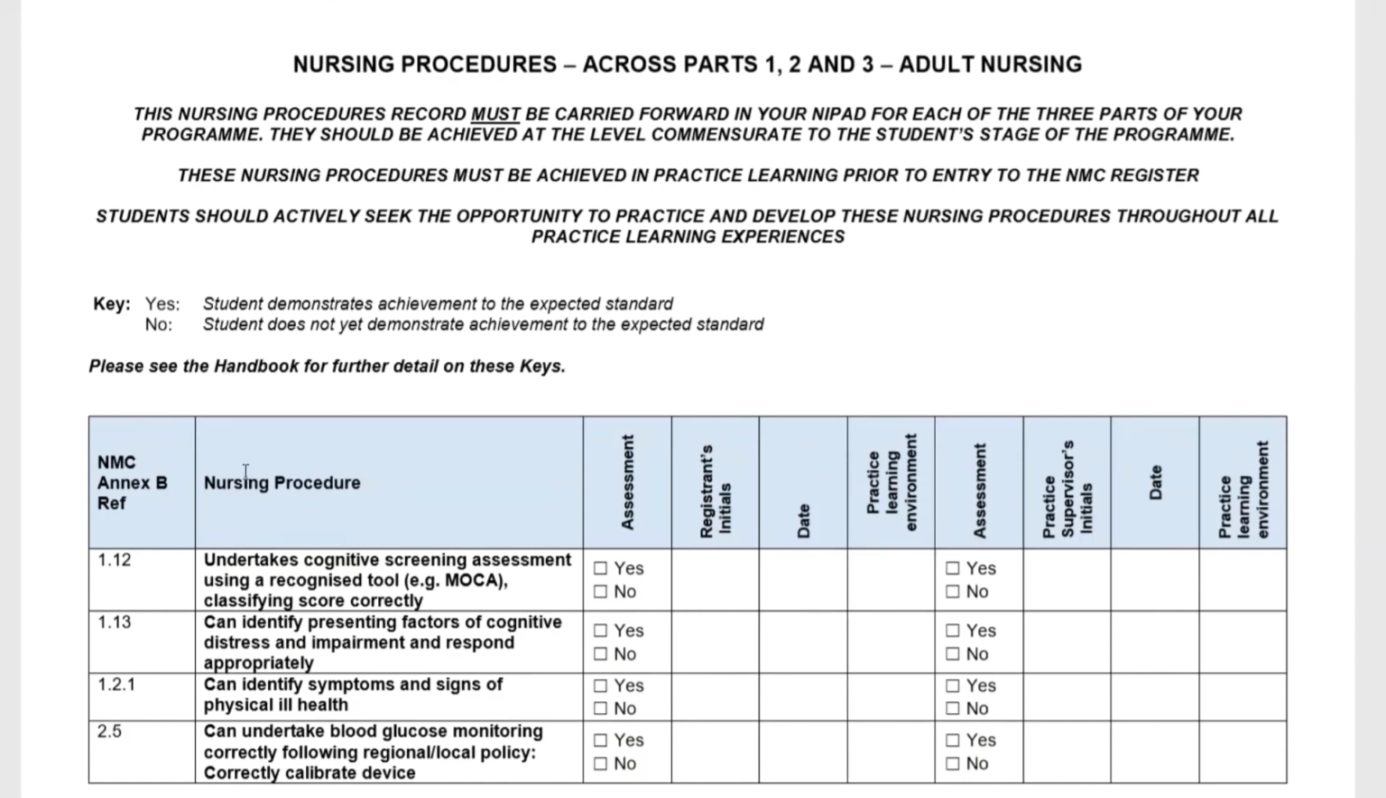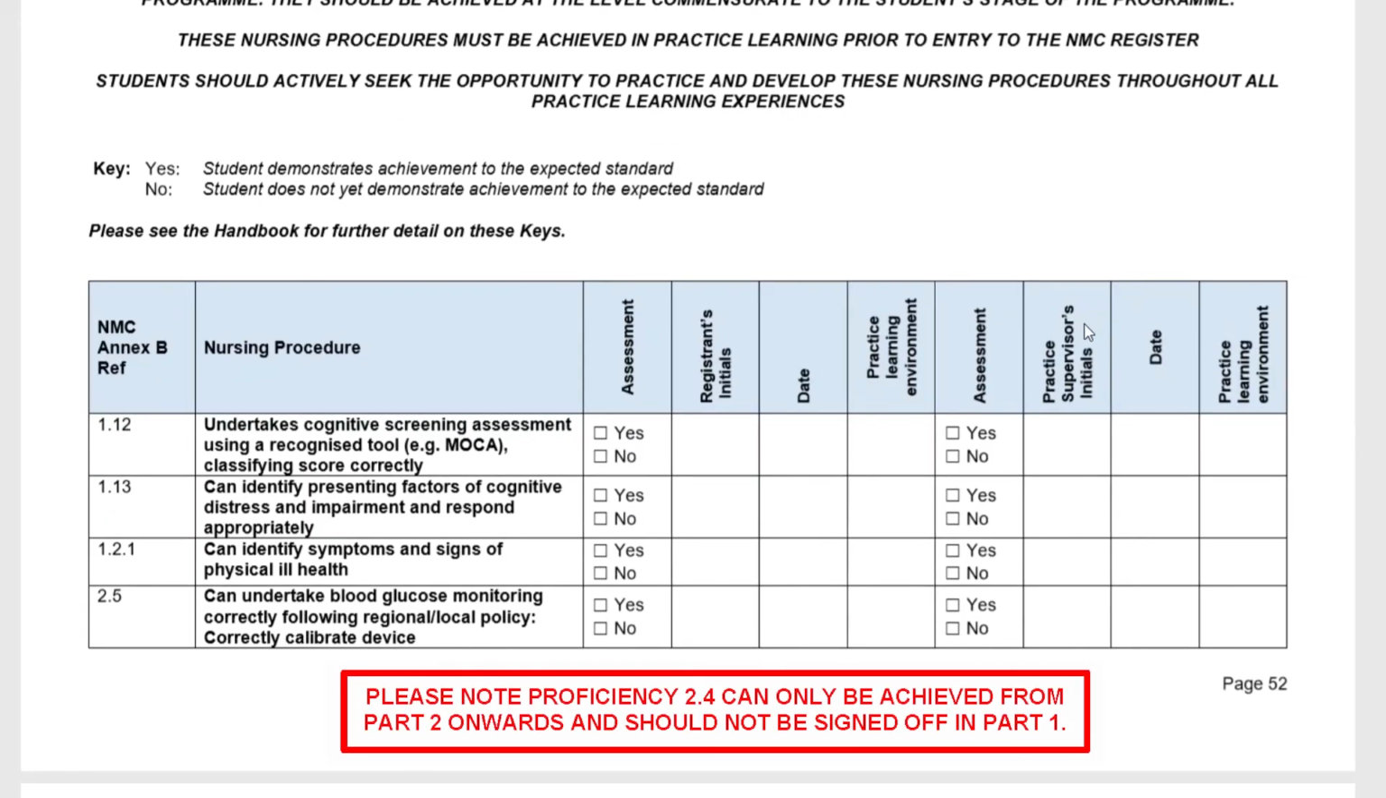Now, in terms of nursing procedures where you see the blue banner, these are procedures that must be achieved across parts 1, 2 and 3. That's because we recognise that the experiences to achieve proficiency in these are not easily accessed, and so you could not guarantee in a part of a programme that the student would get access. So for example, the first one here is using a cognitive screening assessment tool, such as the Montreal Cognitive Assessment Tool, correctly, and the score classified correctly. There are a number of these, and the student will have their achievement signed off as a yes or no. There's no opportunity available option, because this is done across the 3 parts and they all must be achieved. The registrant can initial it, date it, and then indicate the practice learning environment.